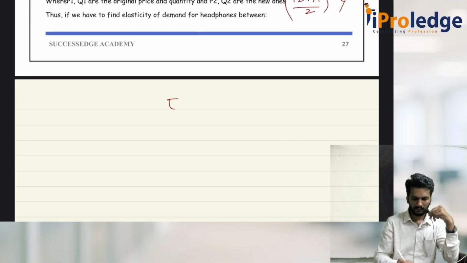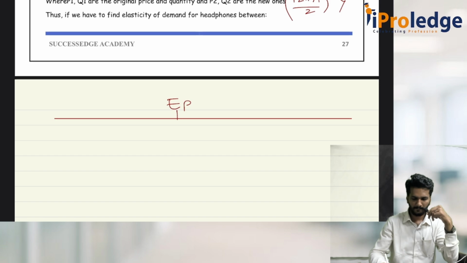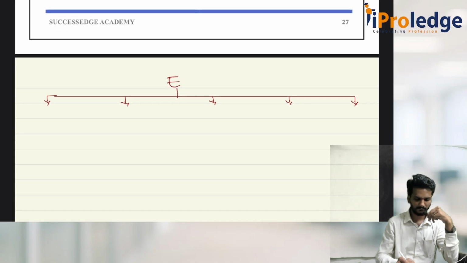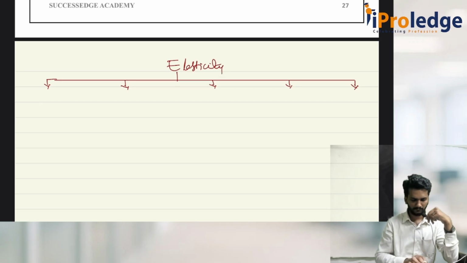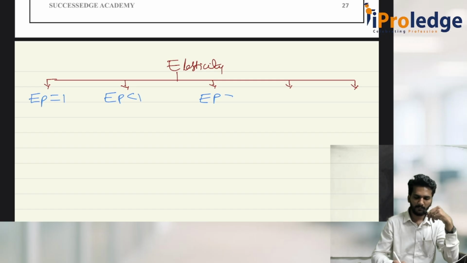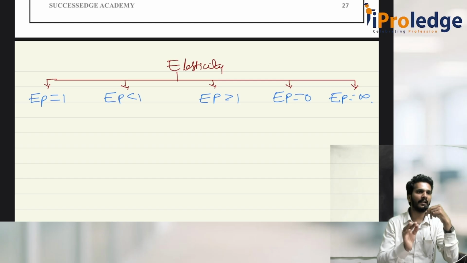As we know, elasticity of price can be equal to 1. Elasticity of price can be less than 1. Elasticity of price can be more than 1. Elasticity of price can be equal to 0. Or elasticity of price may be infinite. There are 5 types of elasticity.